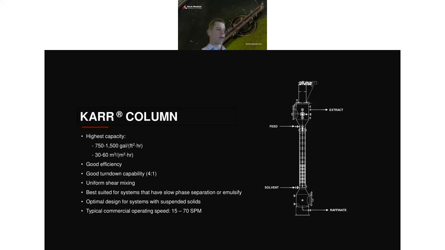So if you have a system that has a tendency to emulsify, the KARR column is a great fit because you don't have that high tip speed at the edge of the impeller like a Scheibel column, and you have uniform shear. Also, if you have a system that has solids within it, the KARR column can be a great fit because essentially those suspended solids will just fall through the plate stack and go to the bottom of the column. Like the Scheibel column, the typical operating speed of a commercial column is 15 to 70 strokes per minute. So kind of a similar range there. And again, this is not a high-speed device.